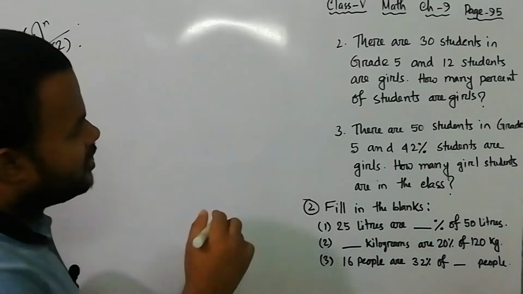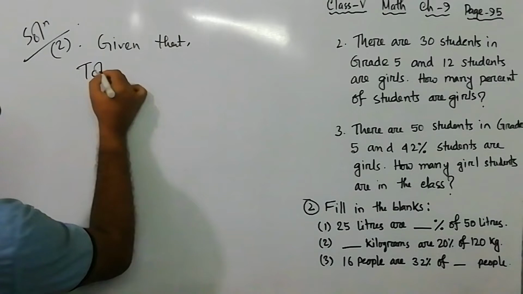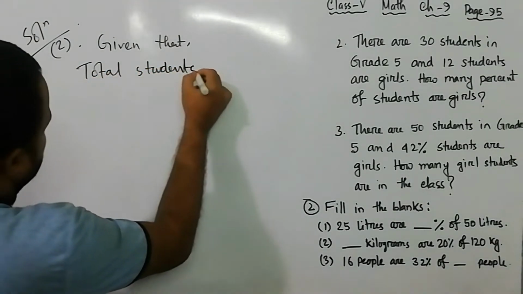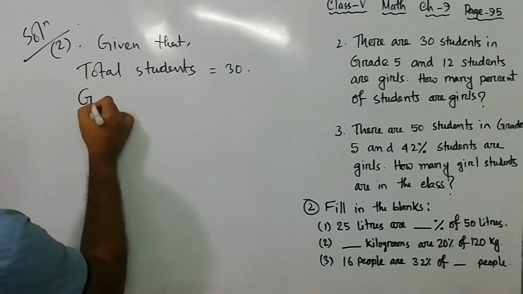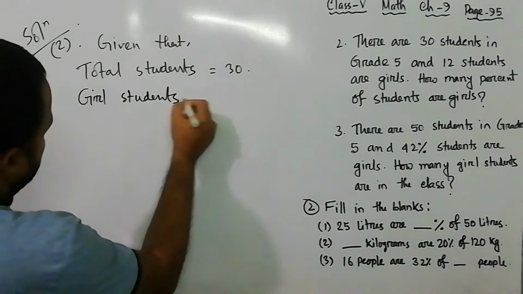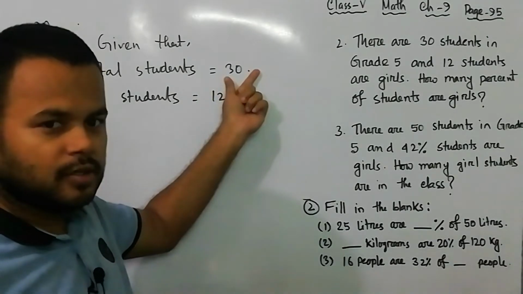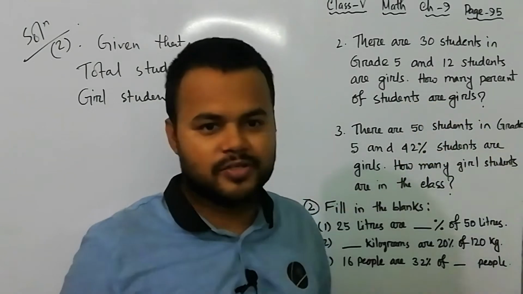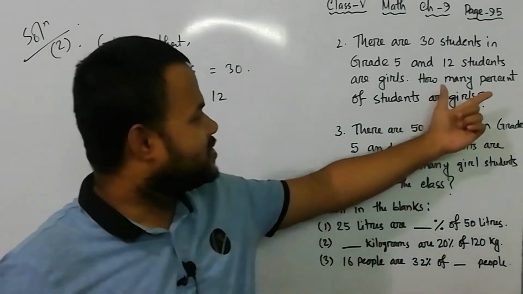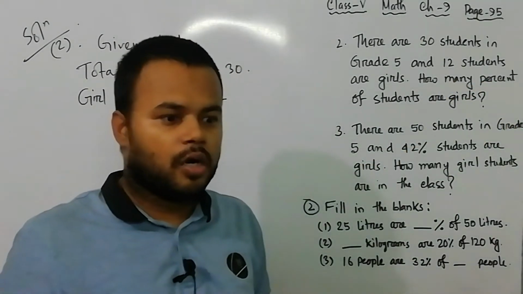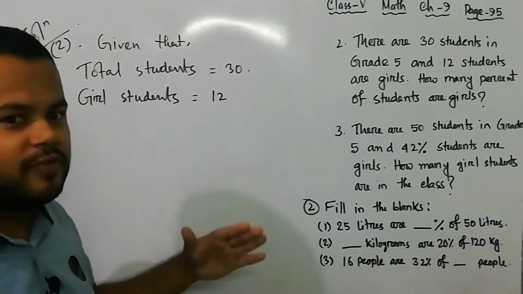Here, first with number 2, the solution. We are given total students equals 30, and the number of girl students is 12. So we have 12 out of 30. How many percent of students are girls? That means you have to find the number of girl students out of 100. We are given 12 out of 30, so we have to convert this to out of 100.